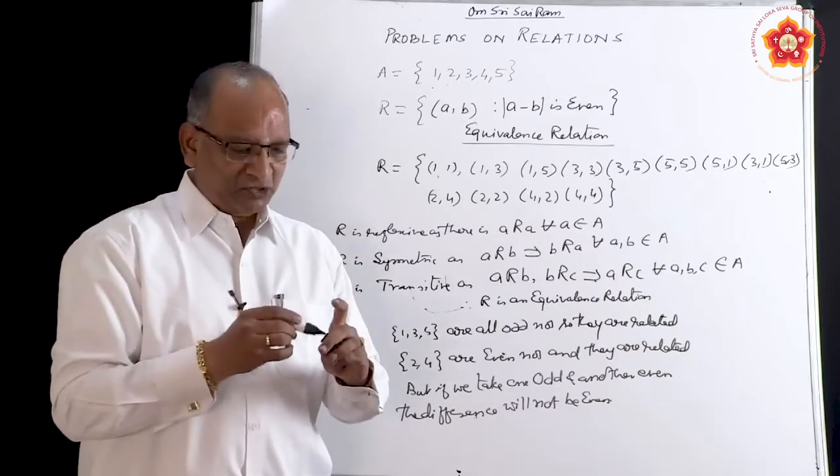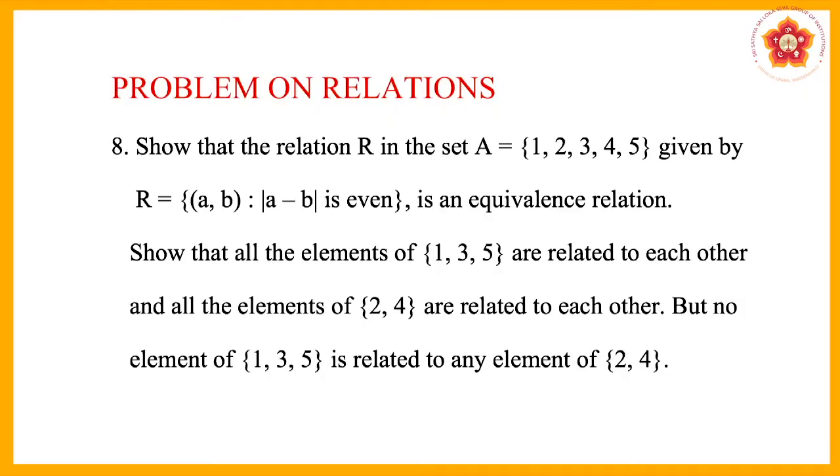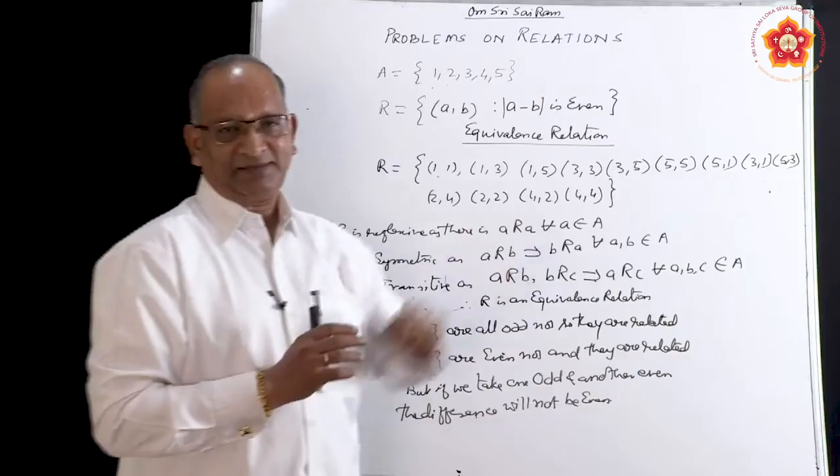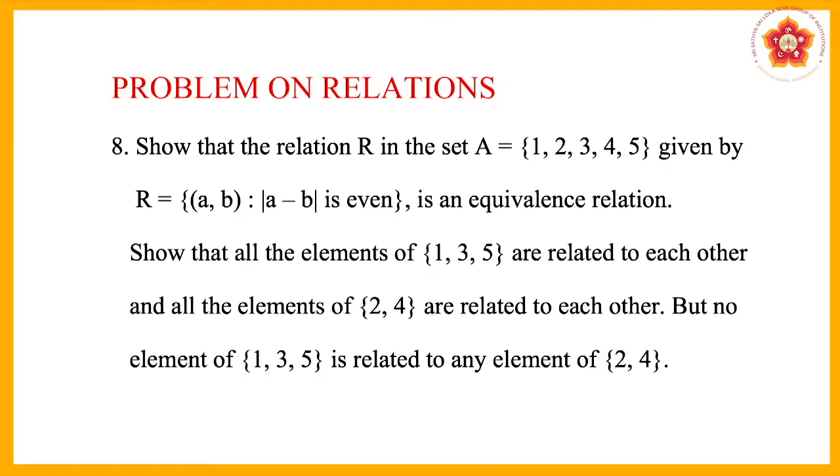Let us go back to the question once again and see whether we have fulfilled his requirement. He says, show that all the elements of 1, 3, 5 are related to each other. The first row shows that. Then he says, show that the elements 2, 4 are related to each other. The second row shows that. But no element of {1, 3, 5} is related to any element of {2, 4}. You don't find anything common, and this is the reason. If you take one odd and one even, or one even and another odd, the difference is not going to be even. So they are not related with the given relation.